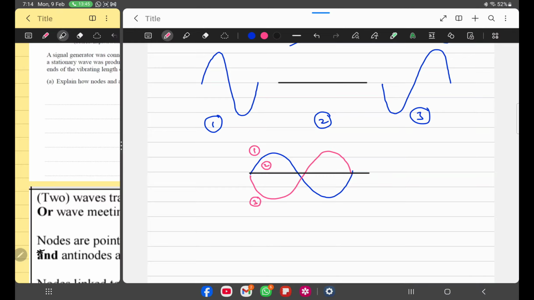In the same way, when a string is vibrating like this, the string looks like a standing wave. Loops are formed, but it is not real. So finally, I'm writing the answer and I am reading the marking scheme.